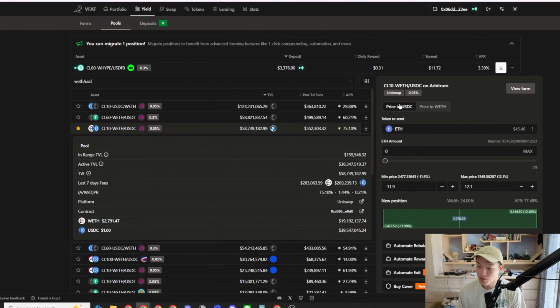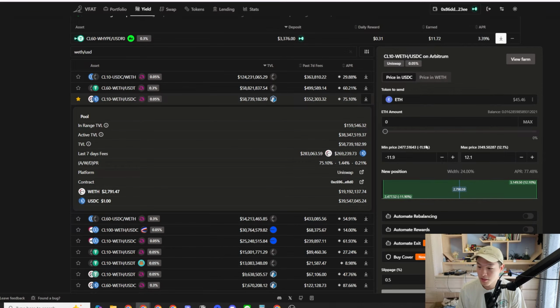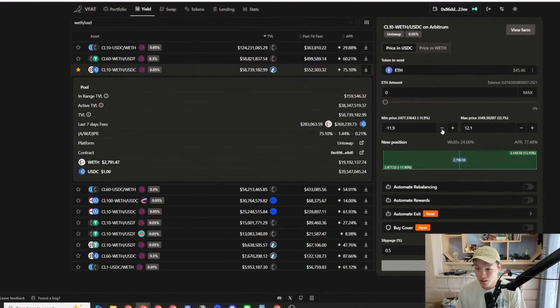So for a crypto to stable pool, typically I want to use the stablecoin as my quote asset, because I want to see the Ethereum price in stablecoin terms, right? In US dollar terms. And I can change my range here directly, with minus and plus. It's in percentage terms. So if it's minus 50%, then it's taking the current price minus 50%, and this is my bottom range.